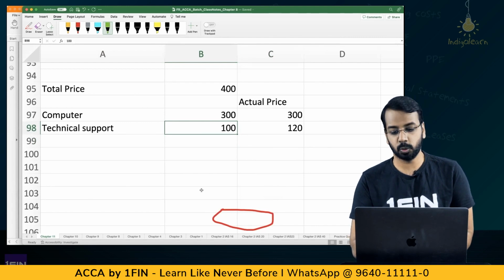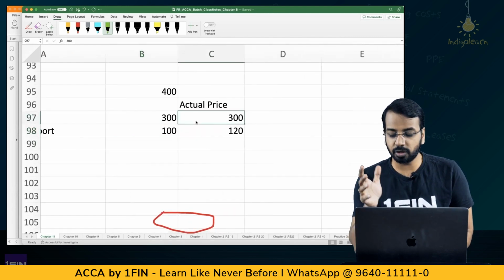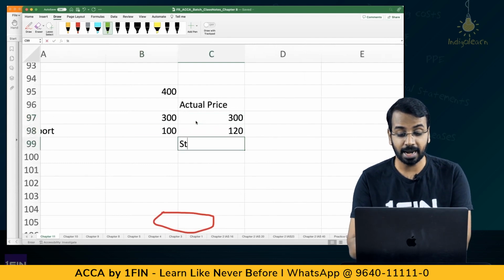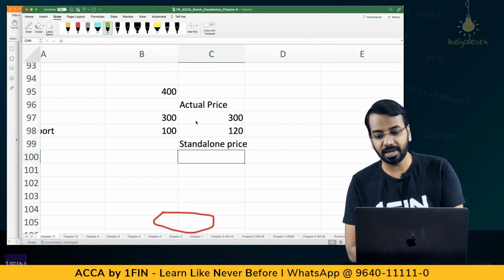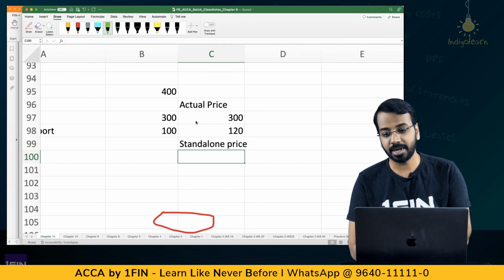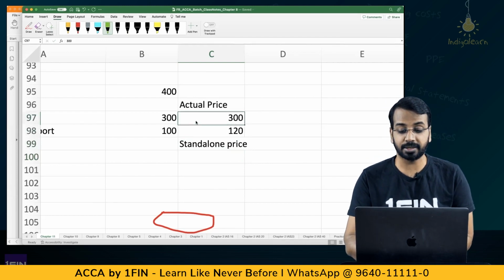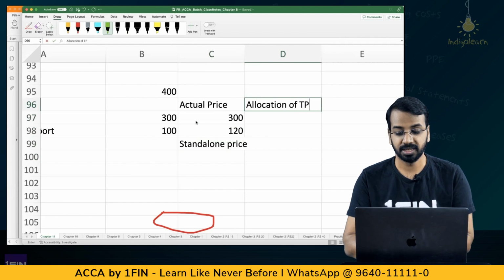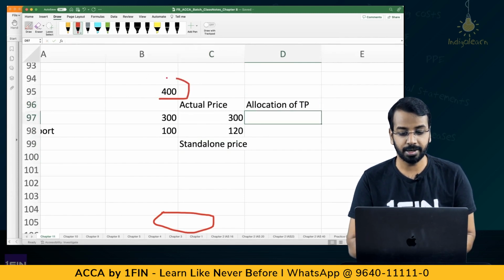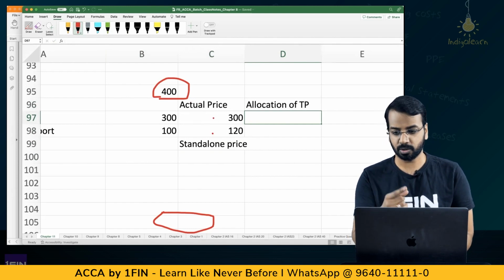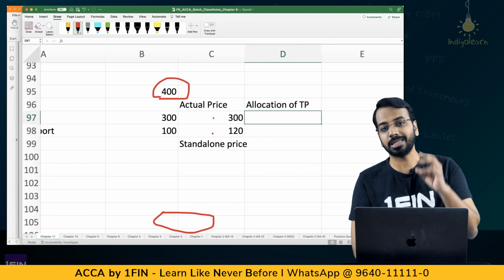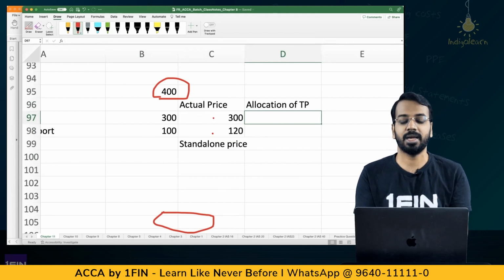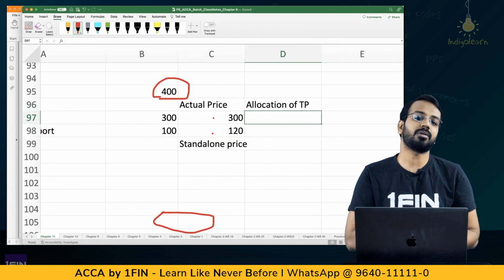3:1.2 ratio. So what we need to do is, what is the actual ratio of the actual price independent? We call this the standalone price. What is the standalone price? 300 and 120. Standalone price is 300 and 120. So in the same ratio, you will split whatever is this transaction price of 400. You will split this between these two in the ratio of 300 and 120. So some of you said 3:1.2 or 30:12, in that ratio. Basically, take the standalone price and allocate the total transaction price in the ratio of the standalone price.